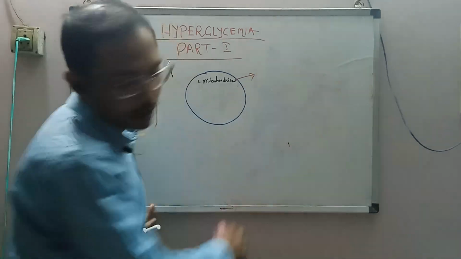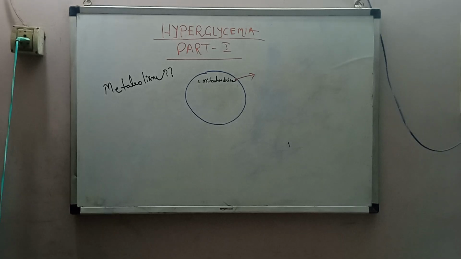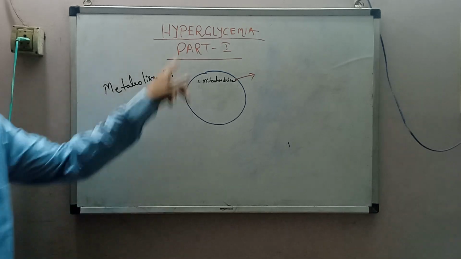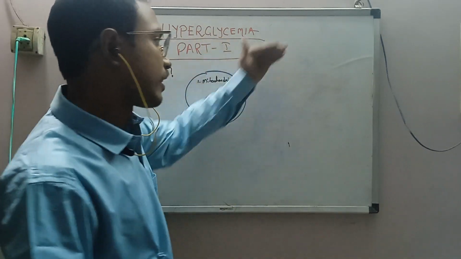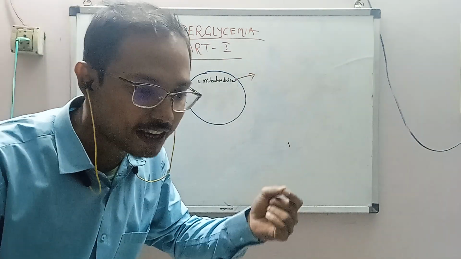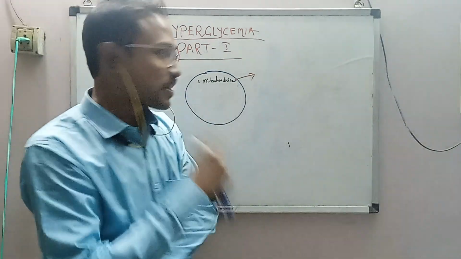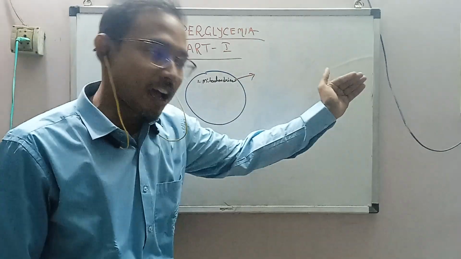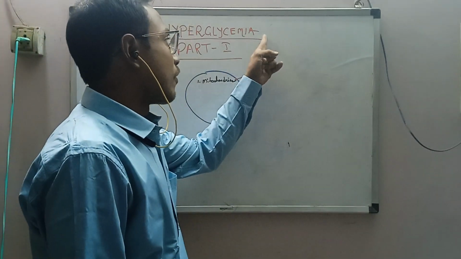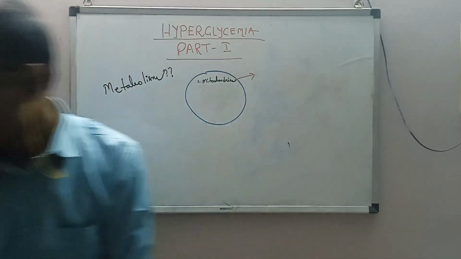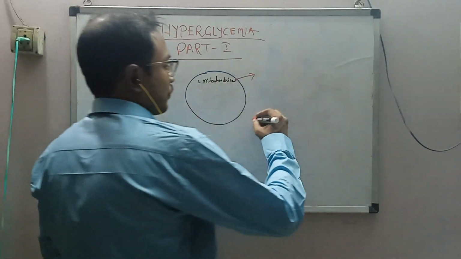Okay, very carefully listen. Today's topic is hyperglycemia, that is increased blood sugar level. Hyperglycemia is an increased blood sugar level. Okay, so where is this increased blood sugar level found?